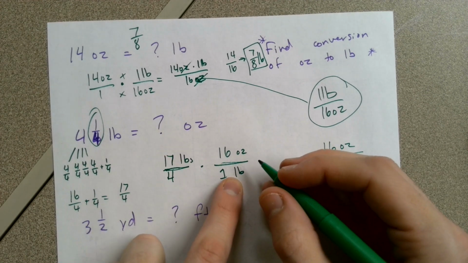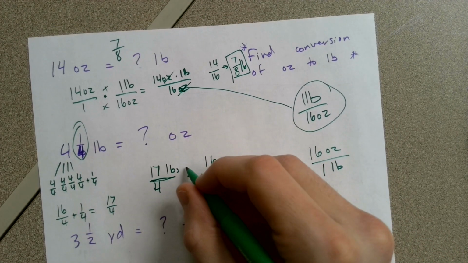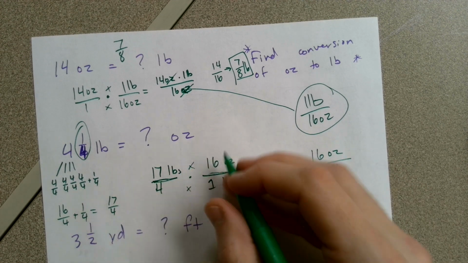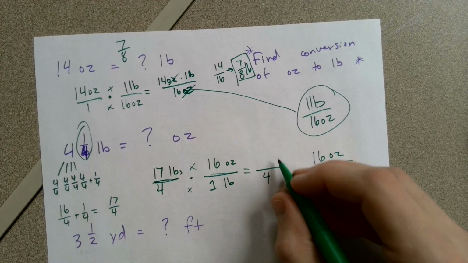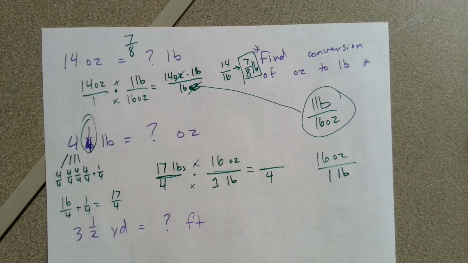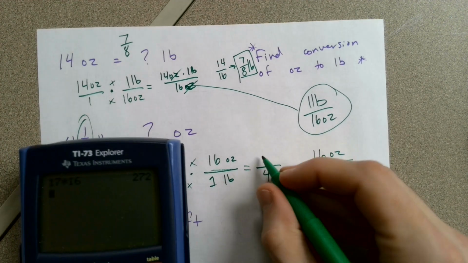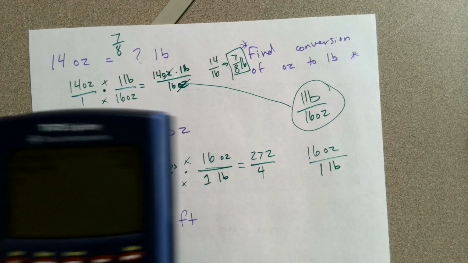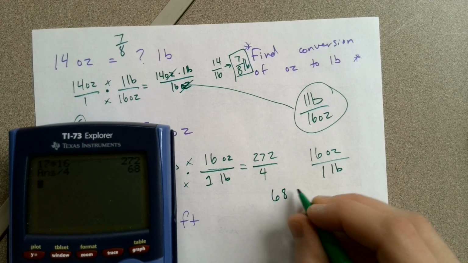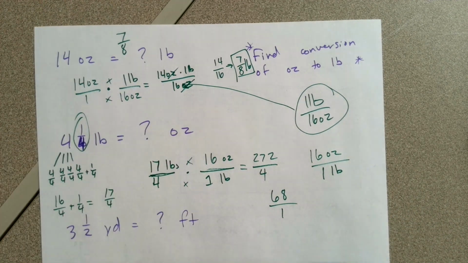I have pounds on top, pounds on bottom. I'm going to be able to cancel those out when I put this all together. Multiply across. Here we go. Nice. We're going to get a 4 on bottom. And we're going to get 17 times 16 on top. Let me plug that one in quick. 17 times 16 is 272. And for the sake of time, I'm going to divide that by 4 on my calculator. And I got 68 on top, and that would leave a 1 on bottom.